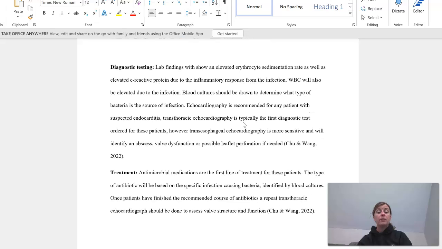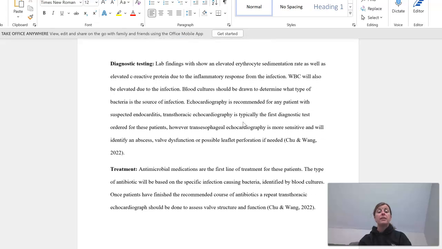So lab findings with these patients: we'll draw a CBC and find that their white blood cells are elevated. We'll also notice that they'll have elevated erythrocyte sedimentation rates and C-reactive protein levels because of the inflammation that's happening. Blood cultures are very important because we need to specifically identify what bacteria is causing the problem so that we can treat it appropriately.